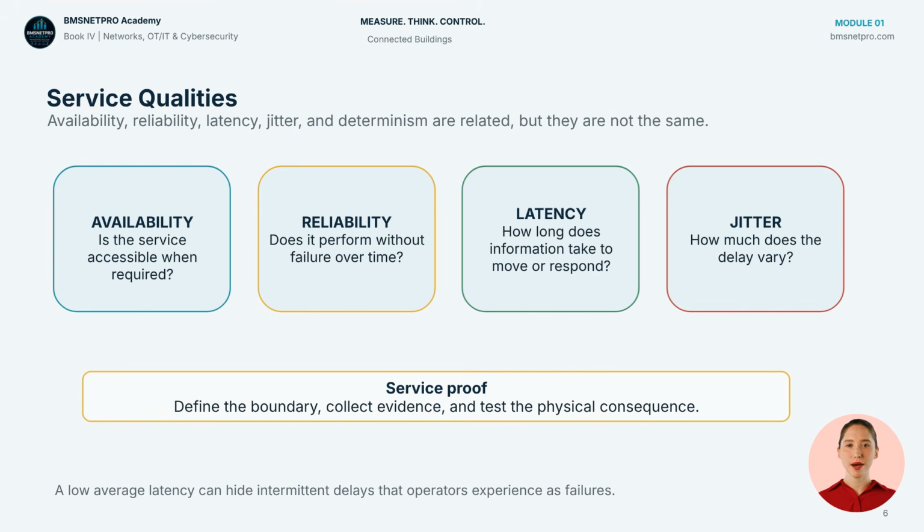These terms are related, but they are not interchangeable. Availability means the service is accessible when required. Reliability means it performs without failure over a period. Latency is the response delay. Jitter is variation in the delay. Determinism means the response can be predicted within an acceptable bound. Many BAS functions tolerate normal enterprise network performance. Others do not. A low average latency can hide occasional 10-second delays. A controller count can look normal while values are stale. Always measure technical performance in physical context.